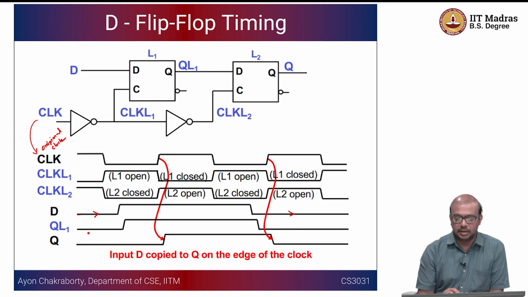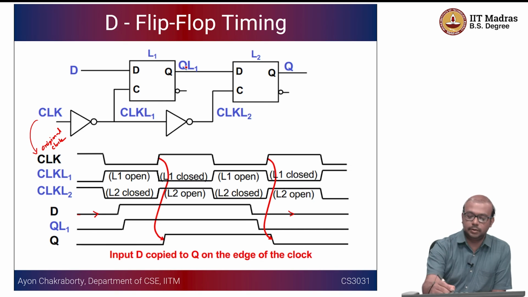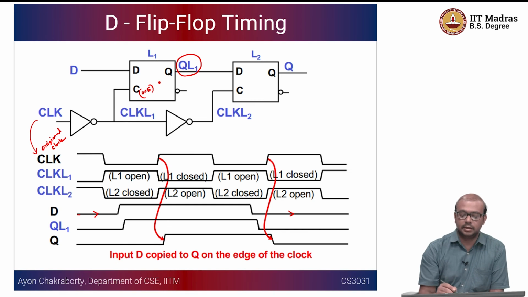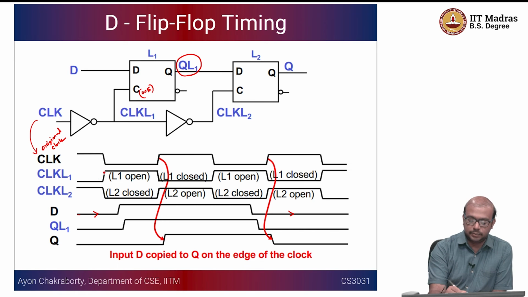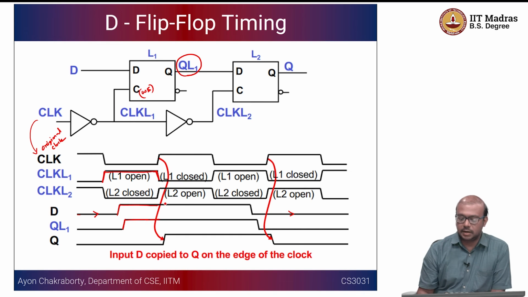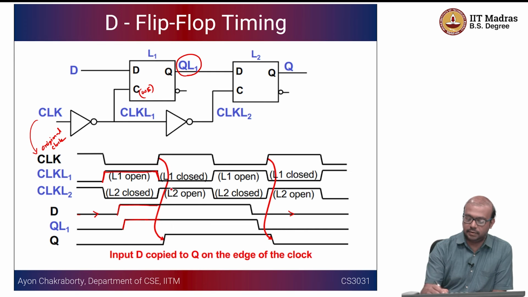So QL1 is level triggered. It depends on the write enable input of the first D latch. When clock 1 is high, this is the value of D, and this is the value of QL1 with some delay, because there will be some gate delay. These values are copied, and whenever L1 is closed, QL1 retains the value.